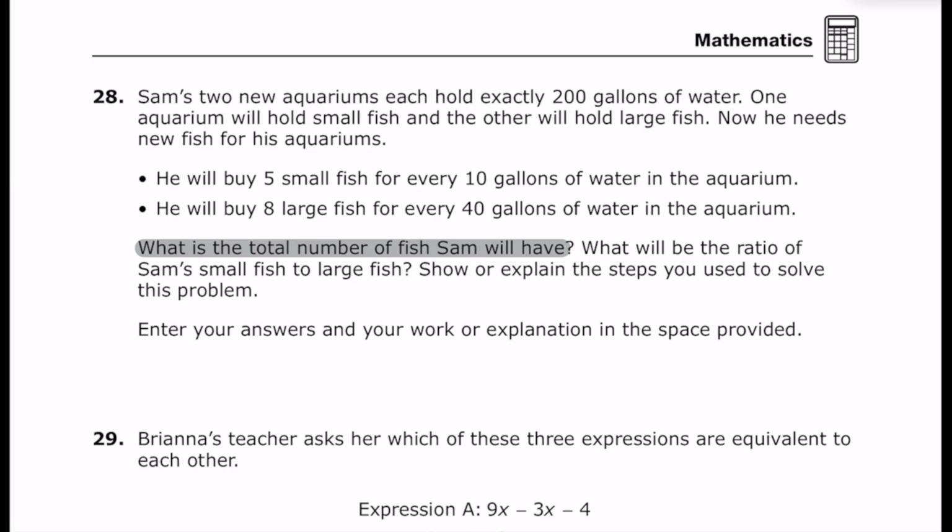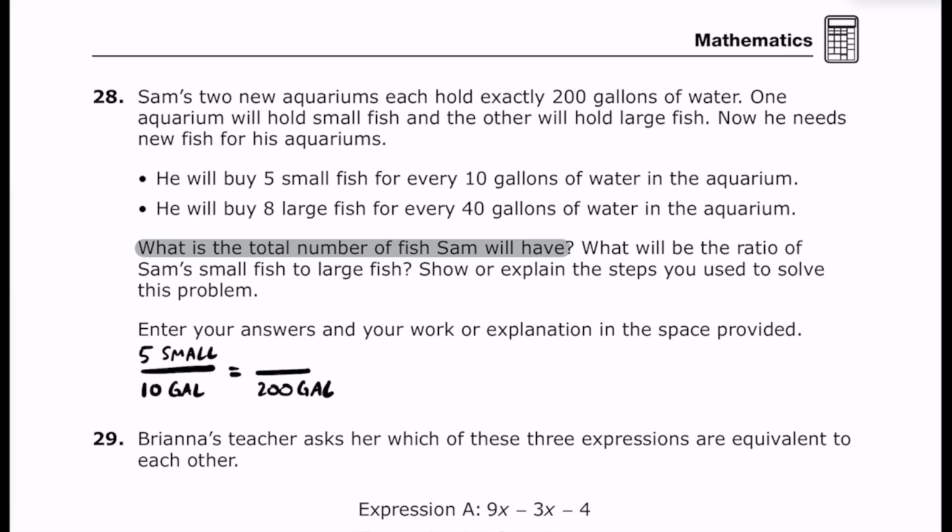Let's start by answering the total number of fish that Sam will have here. The first thing I'm going to go ahead and do is write a ratio, or a rate, that we know for the small fish. There are going to be 5 of these small fish for every 10 gallons. So I'm going to just write a little rate or ratio here as the beginning part. We know that we're going to be having 200 gallons of water for this tank here. So if we're going to have 200 gallons, I guess the question is how many small fish are we going to be able to have?